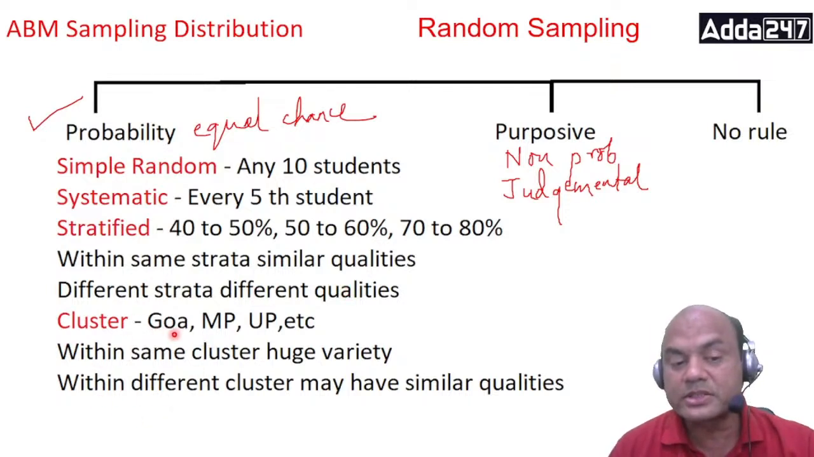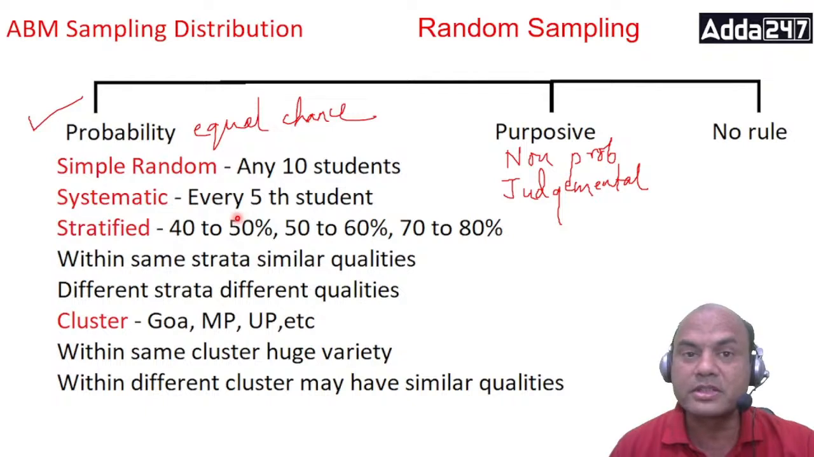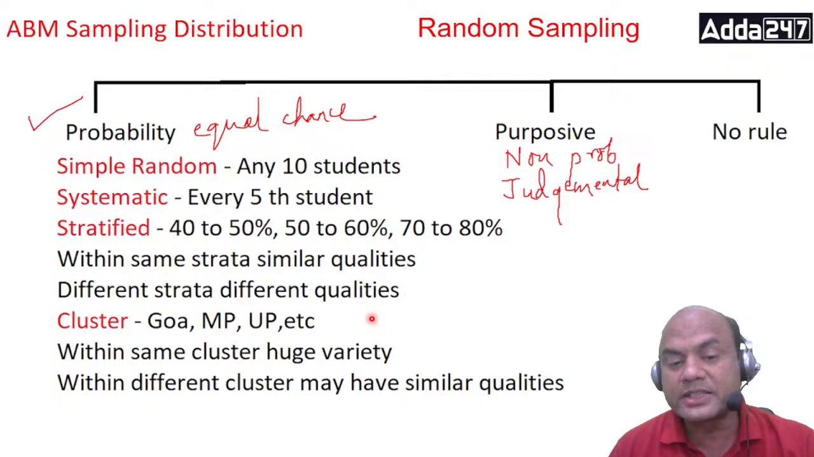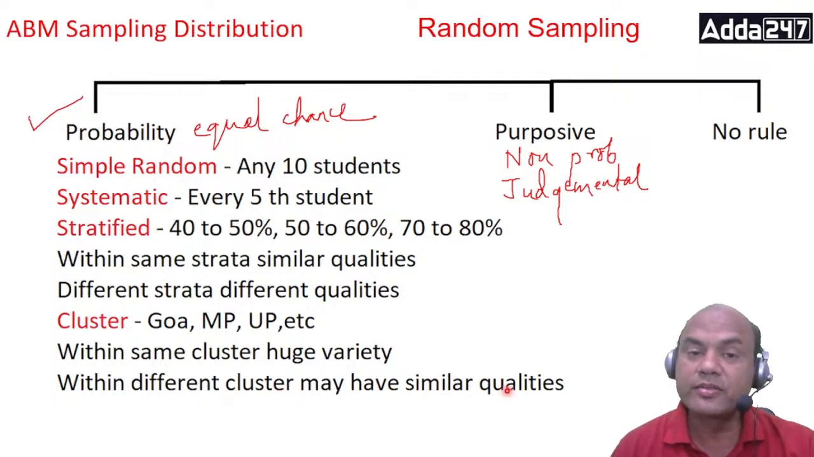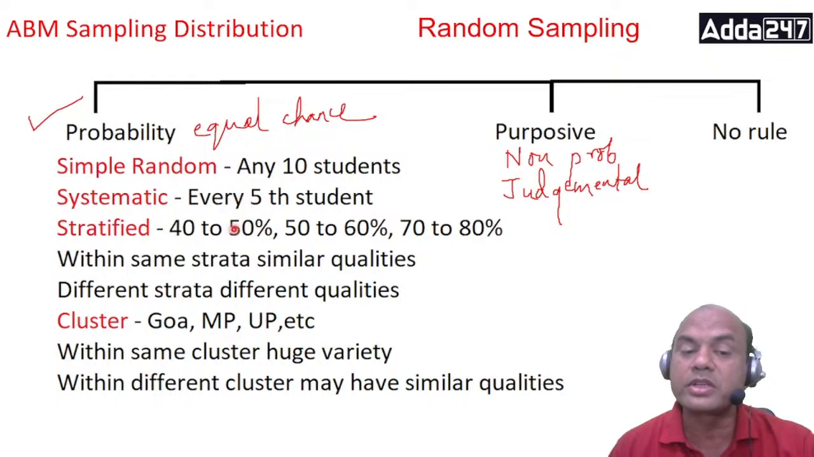Reverse is the case with cluster. Within the same cluster, there is a huge variety. Now somebody is from Goa. In Goa also there will be a student of 80 to 90%. There will be a student of 40 to 50%, right? So within the same cluster, there is huge variety. It's exactly opposite of stratified. Different clusters may have similar qualities. Means what? Goa will also have some students who are 40 to 50, and MP will also have some students who are 40 to 50. UP will also have that, right?